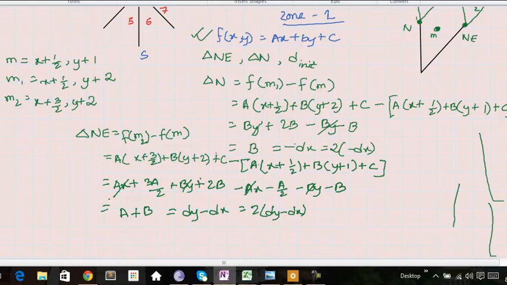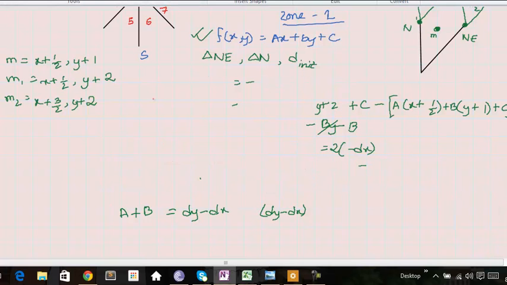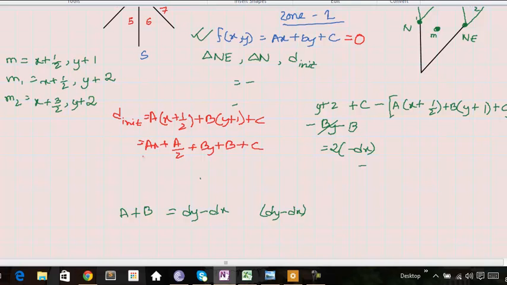Let me just erase this all down. So d init is just the midpoint: a(x plus half) plus b(y plus 1) plus c. According to the general equation, ax plus by plus c will be equal to 0. So we get ax plus a by 2 plus by plus b plus c. Here ax plus by plus c will be 0.